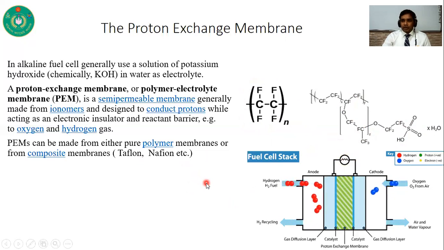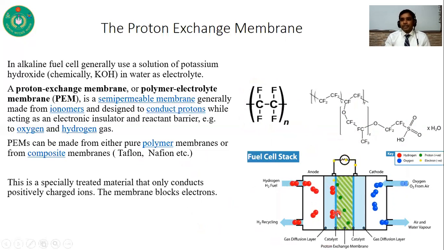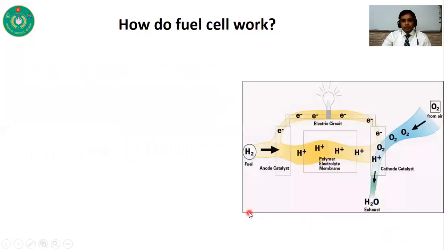Here you have a question, what is a proton exchange membrane? So I think now it is clear to you what a proton exchange membrane is, how it is formed, and how it works. This is a specially treated material that only conducts positively charged ions, that means protons, and the membrane blocks electrons. That means no electrons can travel through the proton exchange membrane. Electrons travel through the external circuit, only protons travel through the proton exchange membrane. So I think it is clear to you.